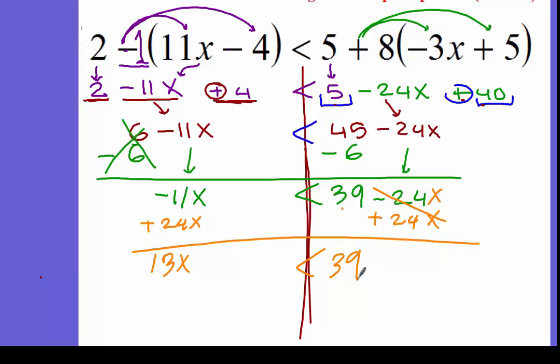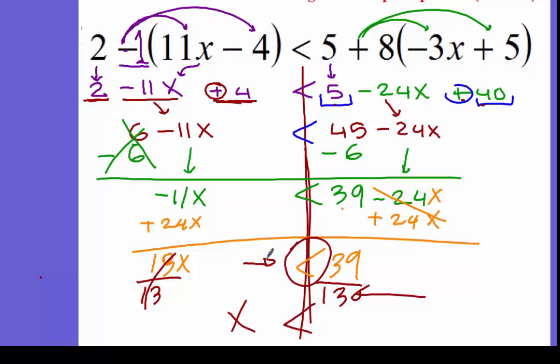We have 2 terms left, 13x and 39. So the last step, you divide by 13. We are not going to flip this around because this right here is not a negative number. You only flip this around if this is a negative number. Okay, so x is less than 3.